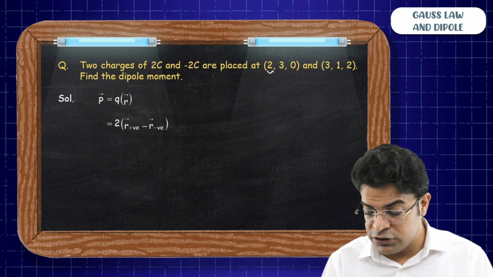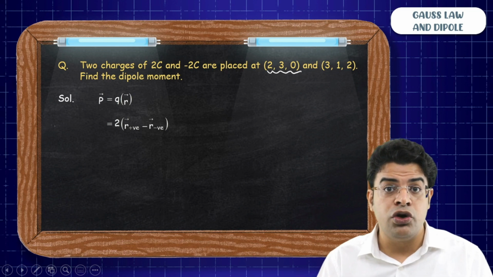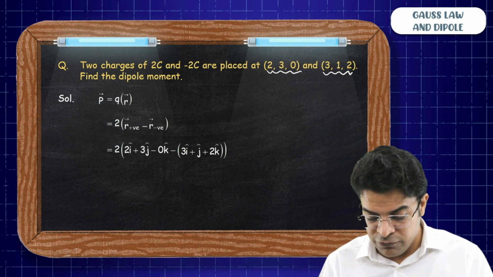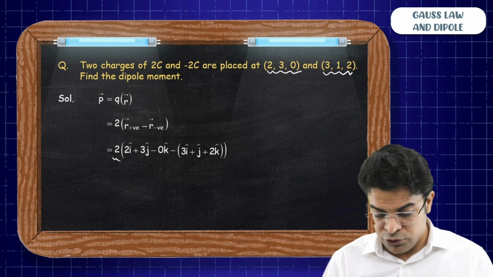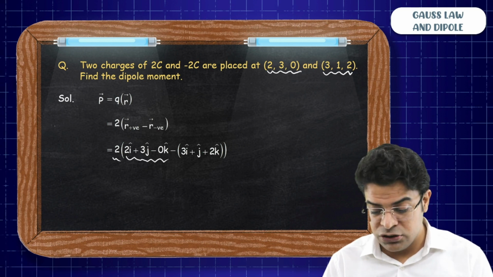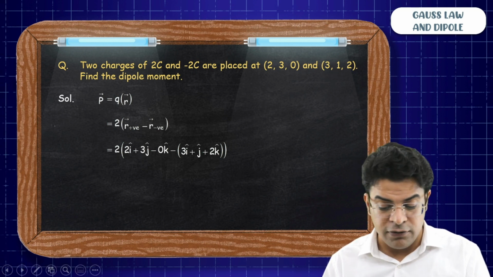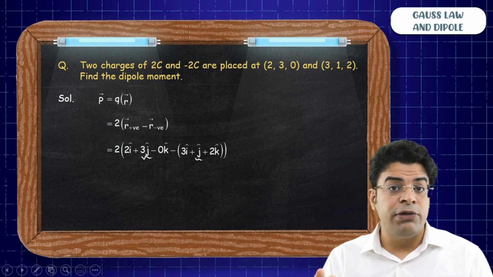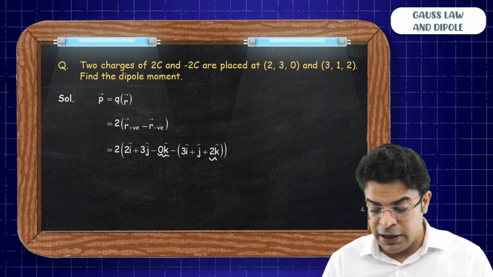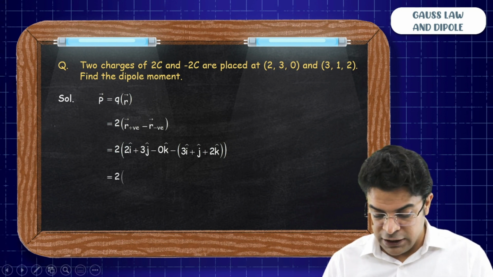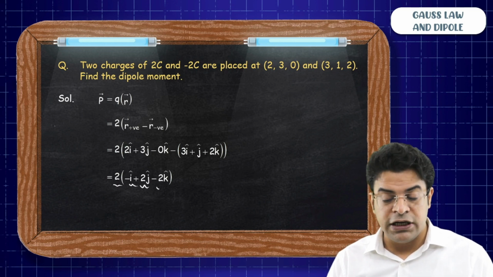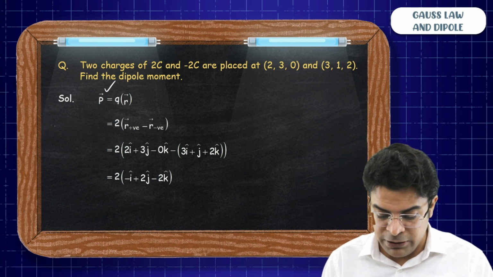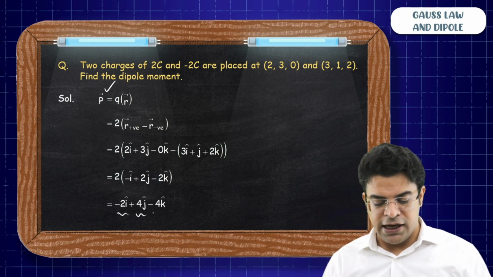The position of positive charge will be written as 2i cap plus 3j cap plus 0k cap, and the position vector of negative charge will be written as 3i cap plus j cap plus 2k cap. So when you substitute it, you get 2 times position vector of positive charge with respect to negative charge. So position vector of positive minus the position vector of negative, you get 2i cap minus 3i cap, that becomes minus i cap. 3j cap minus j cap, that becomes 2j cap, and 0k cap minus 2k cap gives you minus 2k cap. So what you get here is 2 times of minus i cap plus 2j cap minus 2k cap. Just multiply 2 with each term, you will get the dipole moment vector to be equal to minus 2i cap plus 4j cap minus 4k cap.